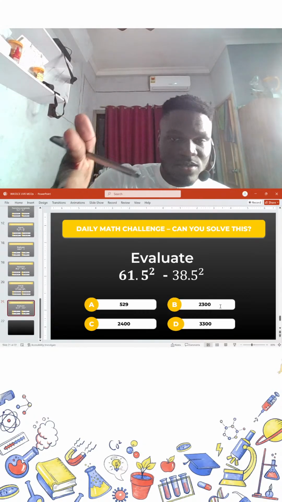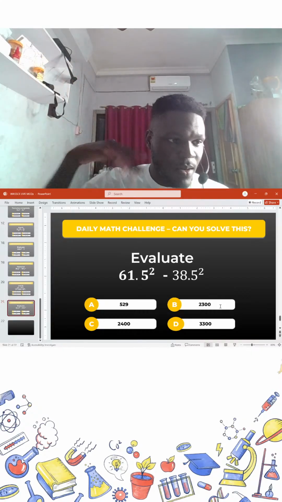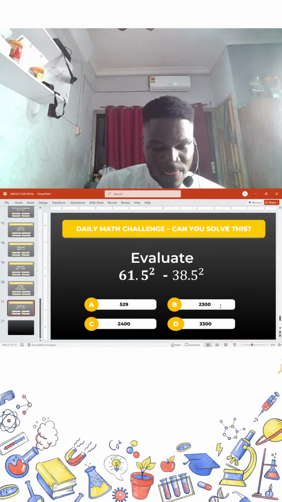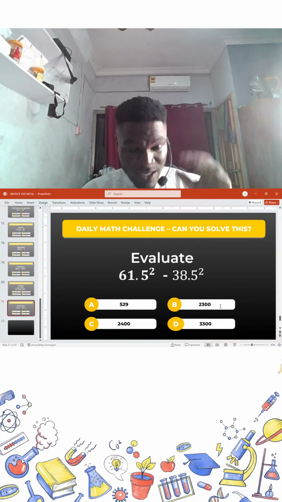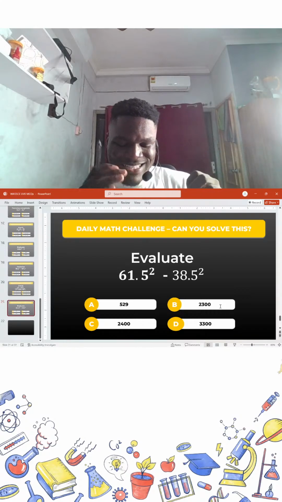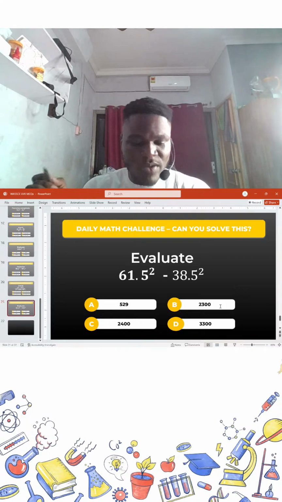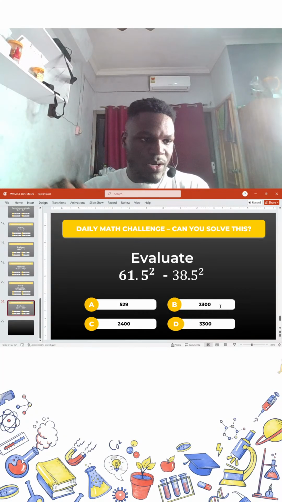You can use your calculator: 61.5 squared minus 38.5 squared, you get your answer. But in case it is subjective and you're supposed to show working, the way you show working is, like I said, this is difference of two squares. So you have 61.5 minus 38.5 in one bracket, multiplied by the other bracket 61.5 plus 38.5. So you subtract this side, add that side, whatever you get, you multiply, and then you get your final answer.